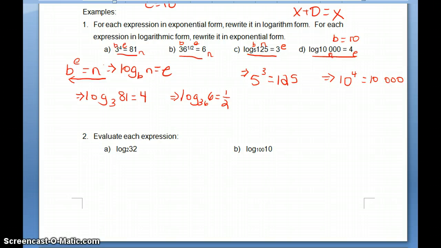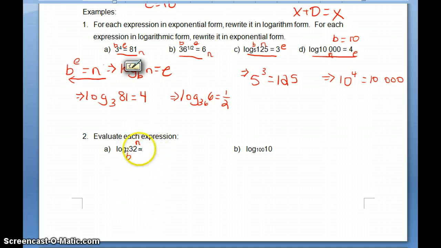So moving on to question number 2. Here we need to evaluate each expression. So here we have log base 2 of 32. And how we're going to evaluate is we're going to rewrite this back into exponential form. So remember, our base is 2, and our number there is n.